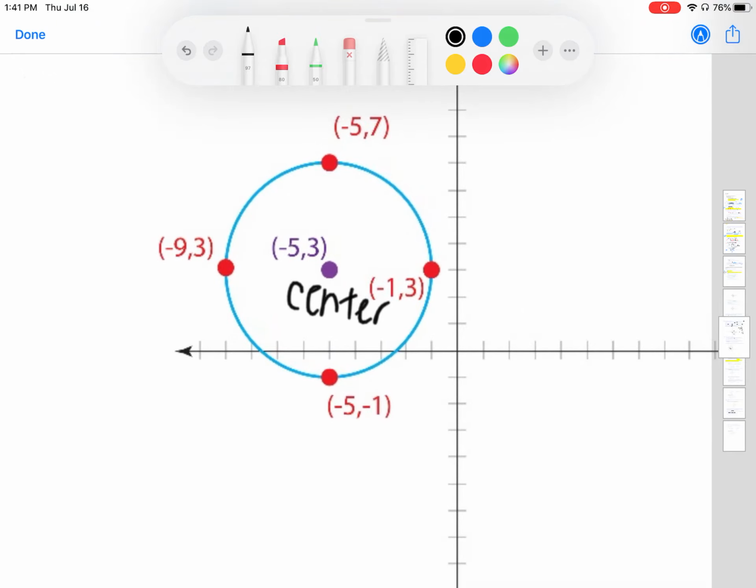So if I move it up, 3 plus 4, we get 7. If I move it down, 3 minus 4, I get negative 1. Now I look at my x's, because my x's move from left to right, so I add and subtract for left and right. Negative 5 minus 4, we get negative 9. Negative 5 plus 4, we get negative 1. That's how I find my other points.